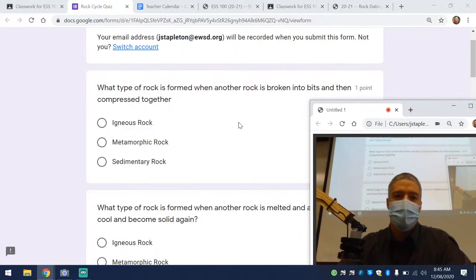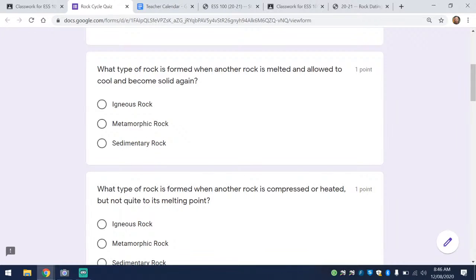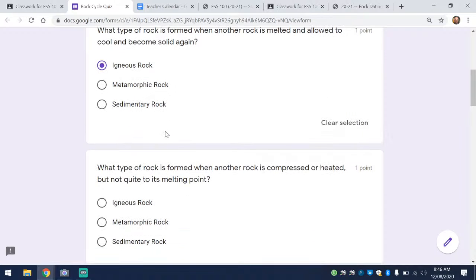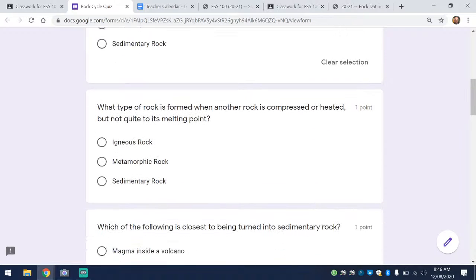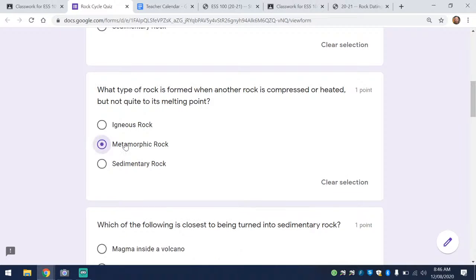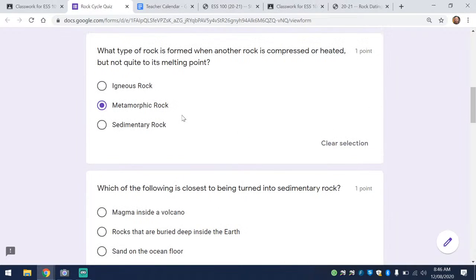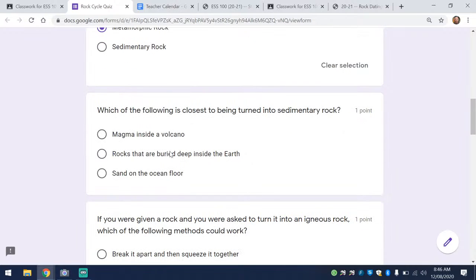What type of rocks form when another rock's broken into bits and compressed? That's sedimentary rock. That's like breaking something into sediment. What type of rock is formed when another rock's melted and allowed to cool and become solid? Igneous. You sort of ignite it. You melt it. What type of rock is formed when another rock is compressed or heated but not quite to the melting point? Metamorphic. So metamorphic is almost igneous, but not quite, or just sort of twisted around.